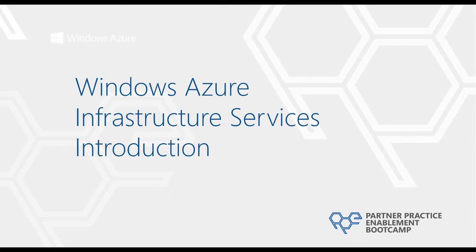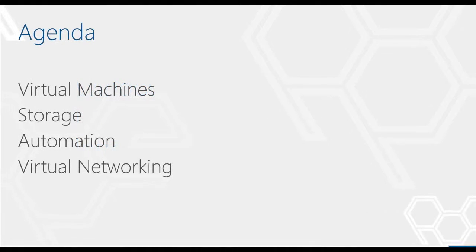Thank you for the introduction. This session is an introduction to Windows Azure Infrastructure Services. On today's agenda, we're going to discuss Windows Azure Virtual Machines, Windows Azure Storage, how to use automation with Windows Azure PowerShell and PowerShell commandlets, and virtual networking, which comprises hybrid connectivity such as site-to-site virtual networking and point-to-site virtual networking.